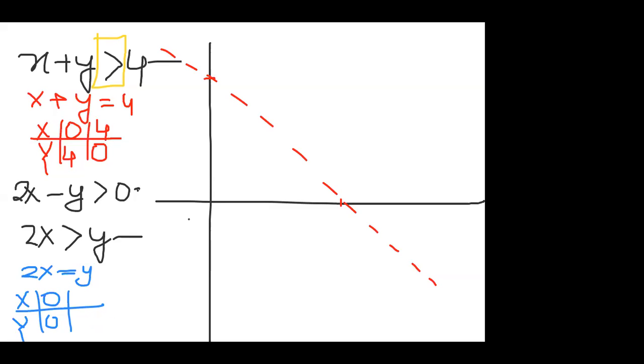So what point must we put? Now I'm going to put x as 4. When x will be 4, 4 into 2, y will be 8. So when x is 0, y will also be 0. When x is 4, y will be 8. It will be going somewhat like this.